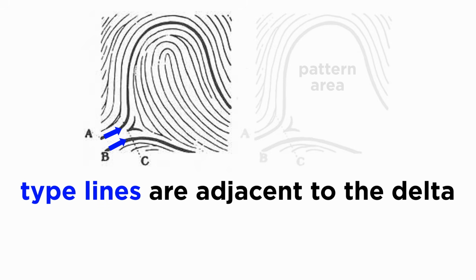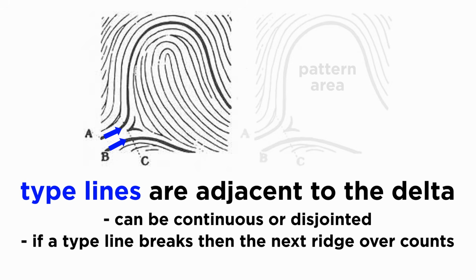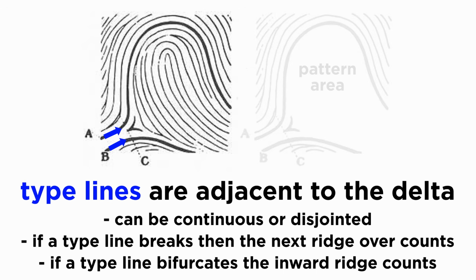Now, look at the two parallel ridges adjacent to both sides of the delta. These ridges enclose the complete pattern and are referred to as type lines. However, they might be either continuous or disjointed, as their main function is only to confine the fingerprint pattern for identification. If a type line breaks, the next ridge is continued for consideration as a type line. If a type line bifurcates into two arms, the ridge that flows inwards is continued as a type line.